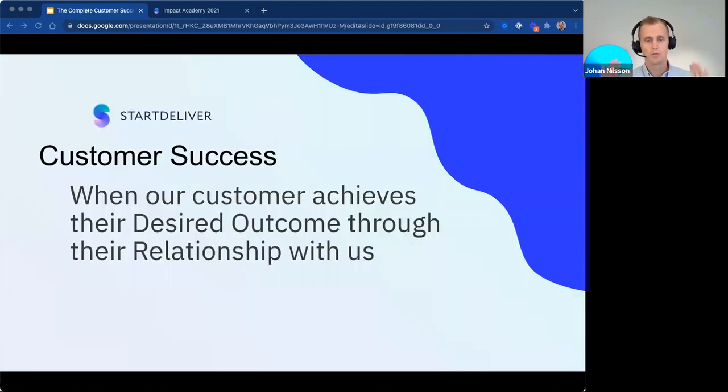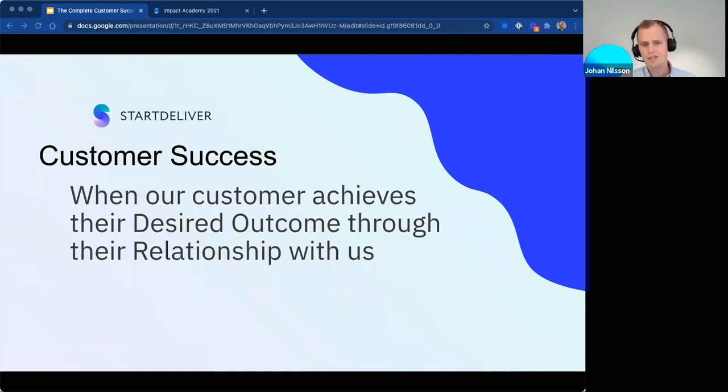We'll not go into this in too much detail, but of course, what is the key here? Customer success is all about helping our customers achieve their desired outcome in the relationship they have with us. This is Lincoln Murphy's definition, but I think everybody can recognize that this is, of course, the high-level goal of why we have customers and why we work in customer success.